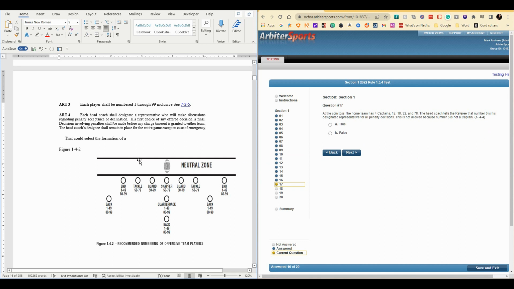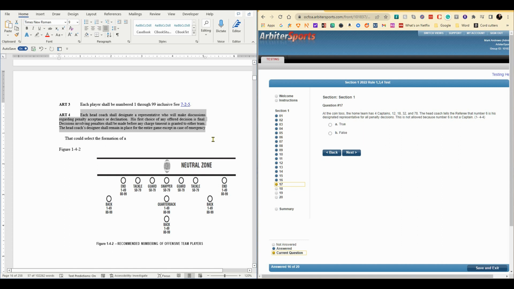Rule reference 144 says each head coach shall designate a representative who will make decisions regarding penalty acceptance or declination. His first choice of any offending decision is final. Decisions involving penalties shall be made before any charged timeout is granted to either team. The head coach's designee remains in place for the entire game, except in case of emergency. So there's nothing in there about them having to be a captain.